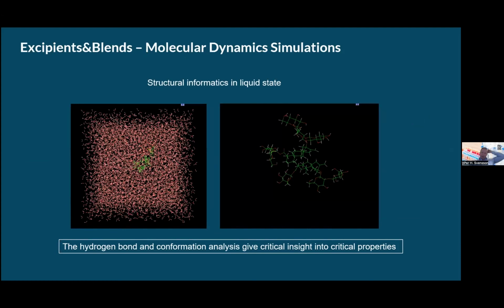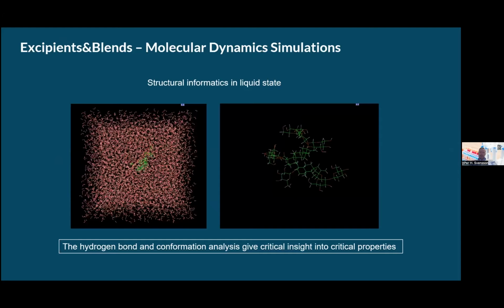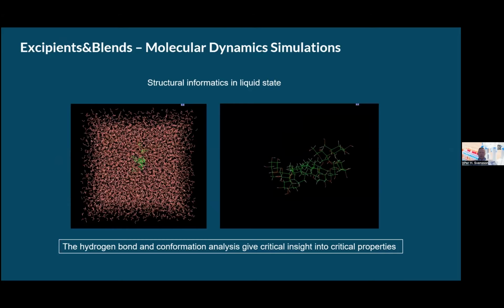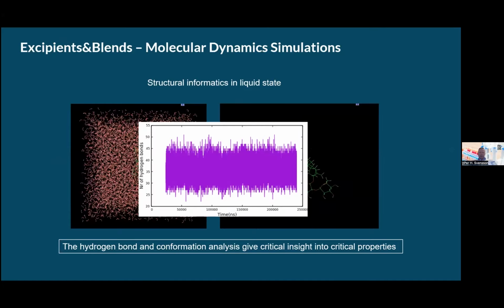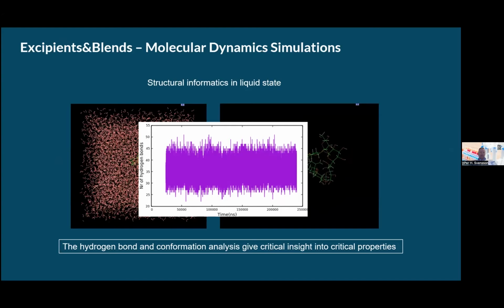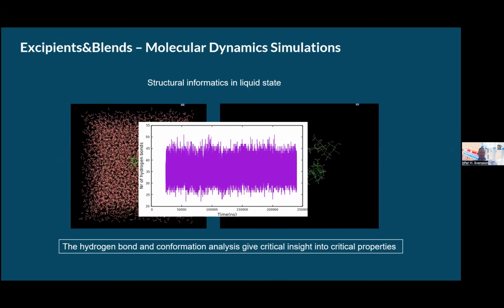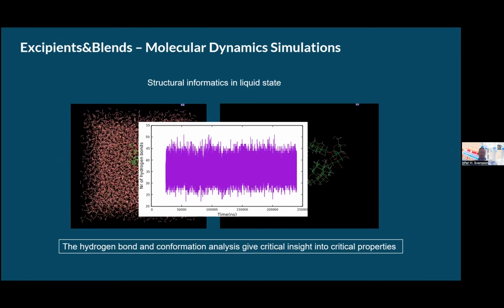And finally, a brief example of how varying mixtures of API and excipient can influence stability and solubility. Here we see the MD calculation of the API and excipient in liquid state, and without the solvent included on the right-hand side. In this case, by doing analysis of the hydrogen bonds and a conformation analysis, it was seen to be very useful in understanding the system's stability and also the effect it had on the solubility.